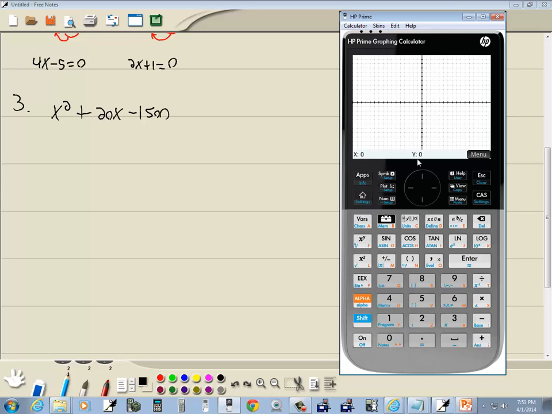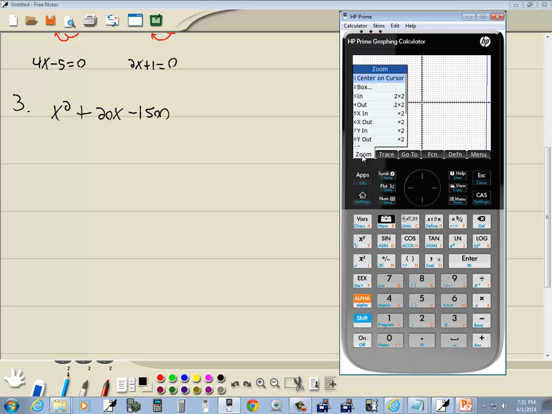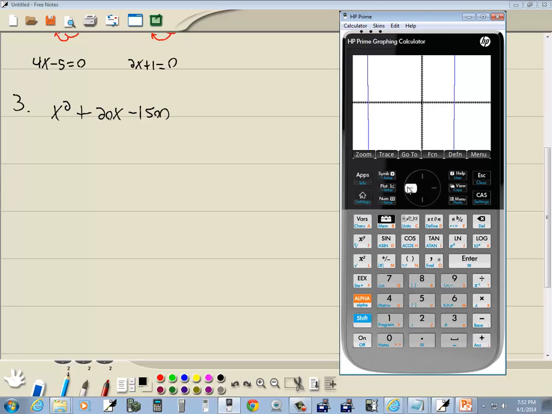See, I got 0, 0. So let me push menu. Choose zoom. And I'll choose zoom out, number 4. And I see one piece over here, but I want to see both. So I'm going to do zoom again. And I'll choose zoom out, which is 4. And now I see both of them. So I'm happy with that. My cursor is exactly in the middle. I'm going to do my left arrow key. Move it over closer to this one. And then I'll push my function, choose my root, so 1. And I get negative 50.